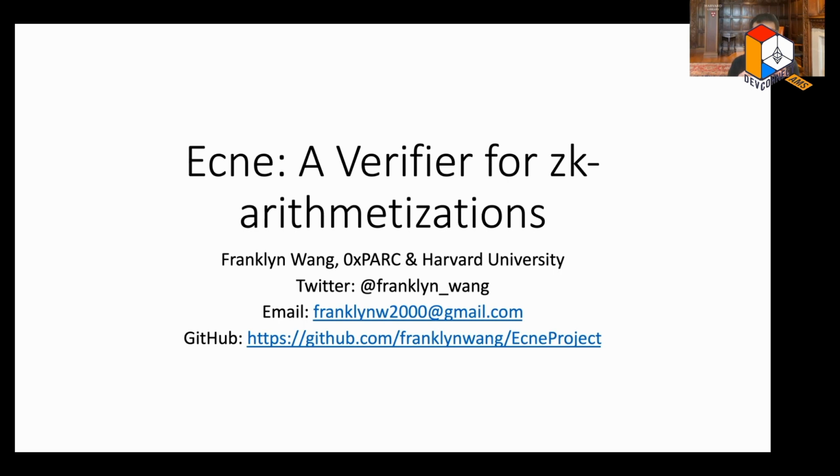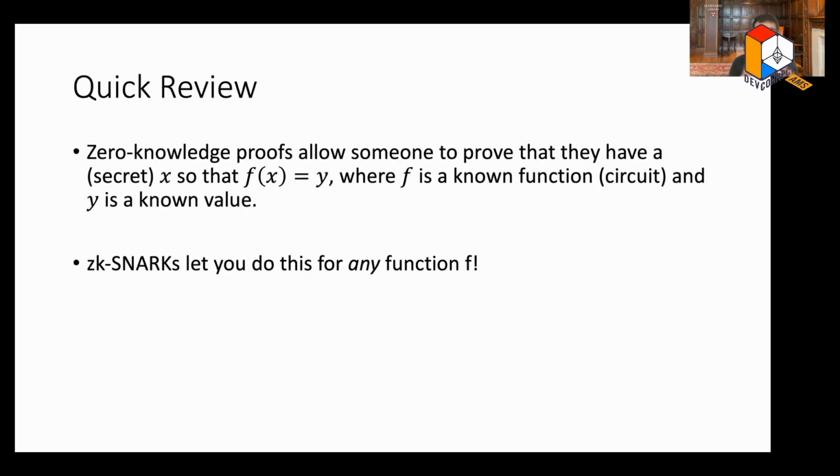Let me give a quick review because I know you've seen a lot of zk proofs these last few days. Zero knowledge proofs allow someone to prove that they have a secret x so that f of x equals y, where f is a known function, also sometimes called a circuit, and y is a known value. zk-SNARKs are powerful because they let you do this for any function f, not just specific functions f.